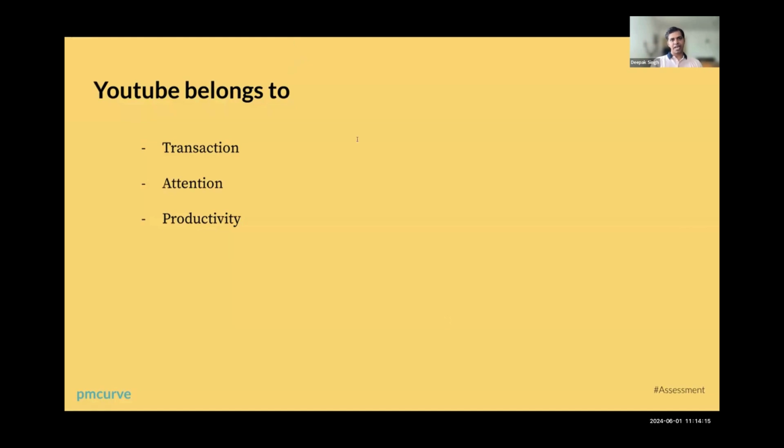I'll just check the chat. And Aditya has this question: would Zomato fall into attention and transaction both? So Aditya, Zomato is an interesting bit because Zomato started as an attention product, right? Zomato started as a discovery platform, and most of the discovery platforms start as attention products, or they feel like attention products, but ultimately they make most of their money through transactions, right? Through either lead generation.